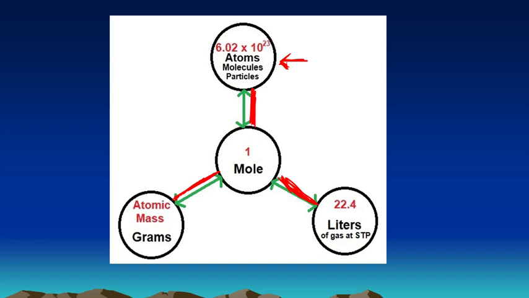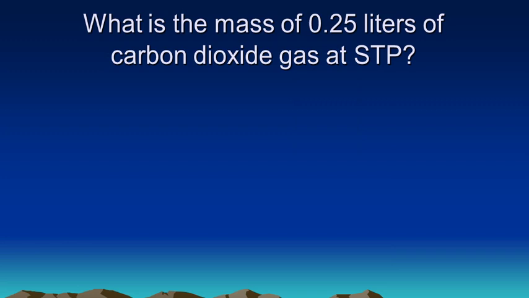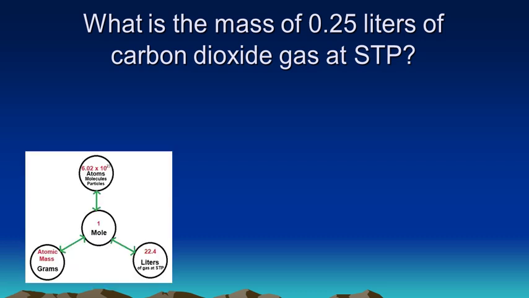So for example, let's say we had a problem like this right here. It says, what is the mass, a mass is grams, of 0.25 liters of carbon dioxide gas at STP. Well, we're going to use that diagram again. Here it is in a small format. And as you can see, we're starting with 0.25 liters of gas. And so here's liters right over here. And we're trying to convert that to grams. And grams is over here, as you can see.